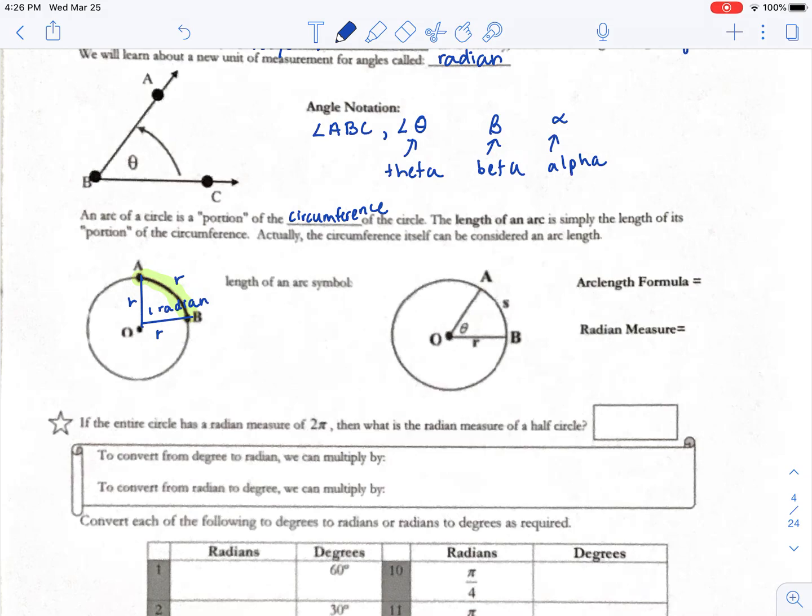If you think about the arc length formula itself, it is S equals R theta. If the arc length is equal to R when theta is equal to 1, then the definition here is that this measure is equal to theta equals 1. That would mean 1 radian times R is equal to the length of that arc, and S is the symbol for arc length.